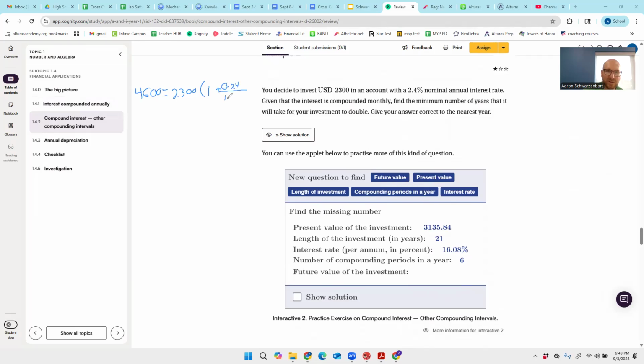0.024. It's compounded monthly, and we don't know the years. First thing I'm going to do is divide by 2300, and you'll get the result. And so we didn't really even have to use those numbers. It's always going to be 2 when I'm talking about doubling. It doesn't matter how much money I start with.